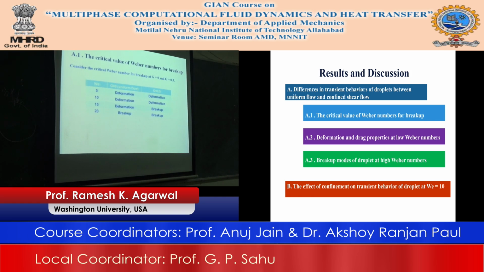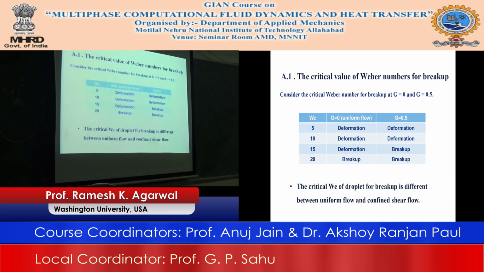All right. So we will consider this Weber number, and we will consider the cases G equal to 0 and 0.5. It turns out that in this particular case of a uniform flow, there is a breakup at an earlier Weber number, and in the other case there is a breakup of the drop at a later value of the Weber number. So this is the final conclusion: the critical Weber number of the droplet for breakup is different between the uniform flow and the confined shear flow.